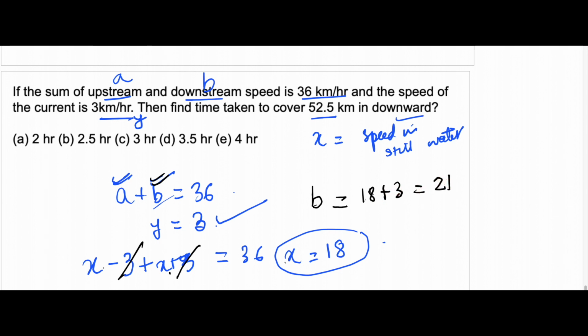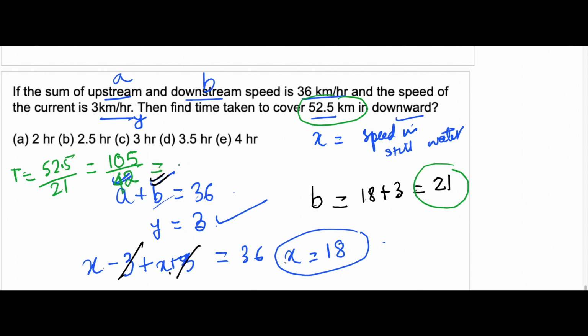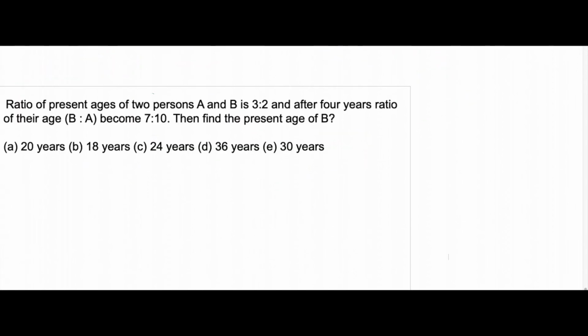Okay. Now we have the downstream speed and we have the distance. So what is the time? Time equals distance by speed. So 52.5 by 21. Let's multiply with 2 to remove the decimal. Okay, 105 by 42. Now let's divide. If we divide, we will get 2.5. So option B is the answer.